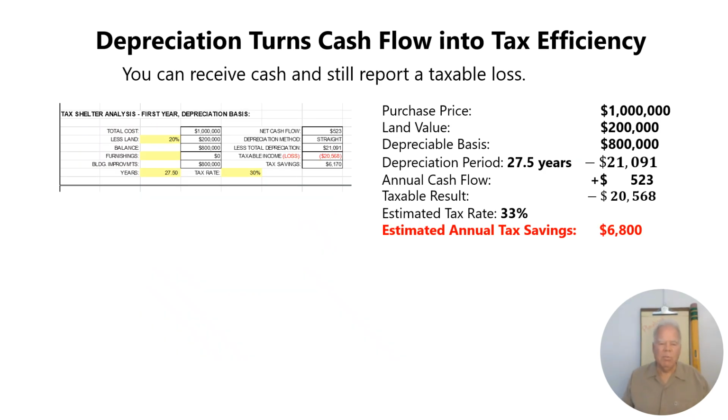Depreciation allows income property to generate cash flow while reporting a tax loss. It does not change how much cash the property produces. It changes how that cash is treated for tax purposes. After operating expenses and financing, depreciation is applied on the building value only, not the land. This creates a non-cash deduction that can offset income, often turning modest positive cash flow into a taxable loss. And that loss then produces a real tax savings, depending on the investor's tax bracket.